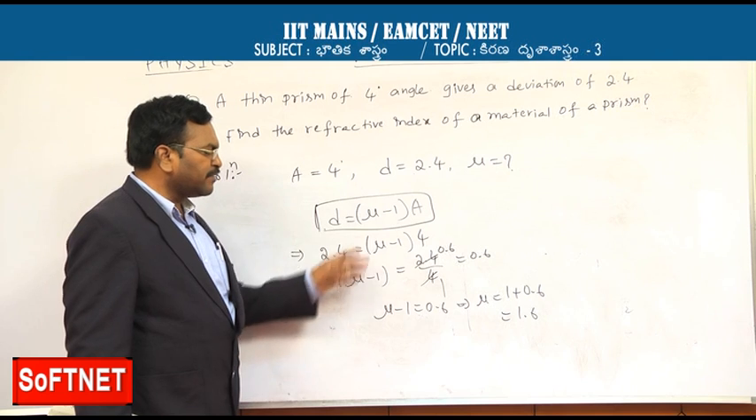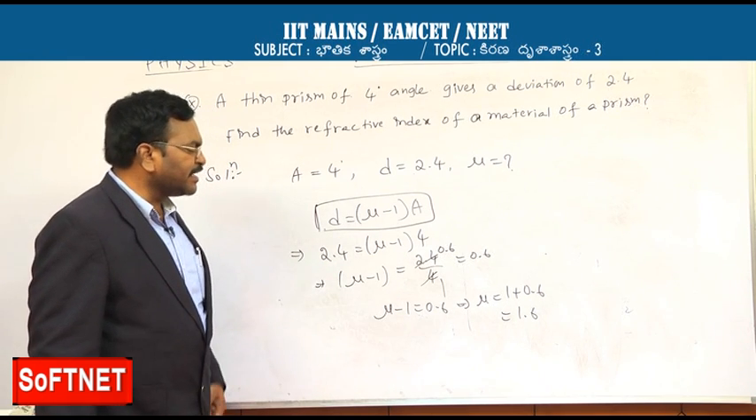డీవియేషన్ mu minus 1 into A. What is A? Angle of prism. Just you substitute. You are getting the answer, how much? 1.6.